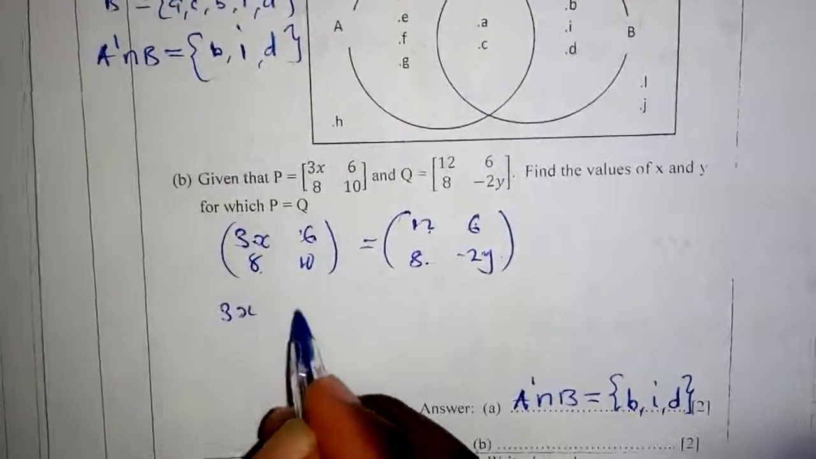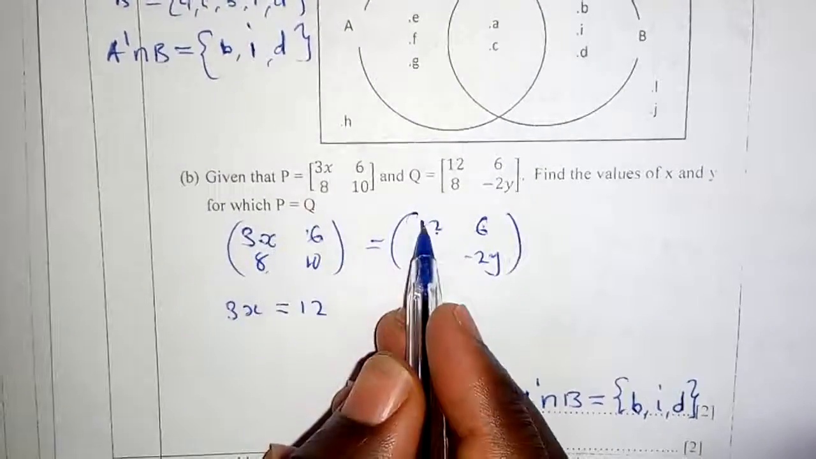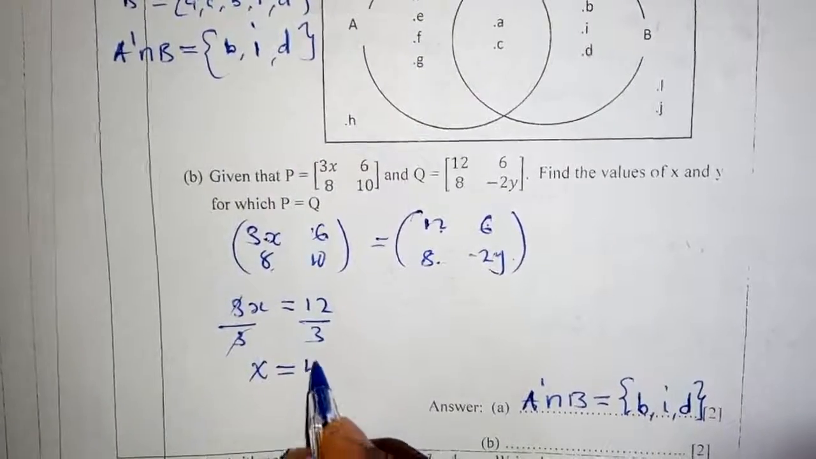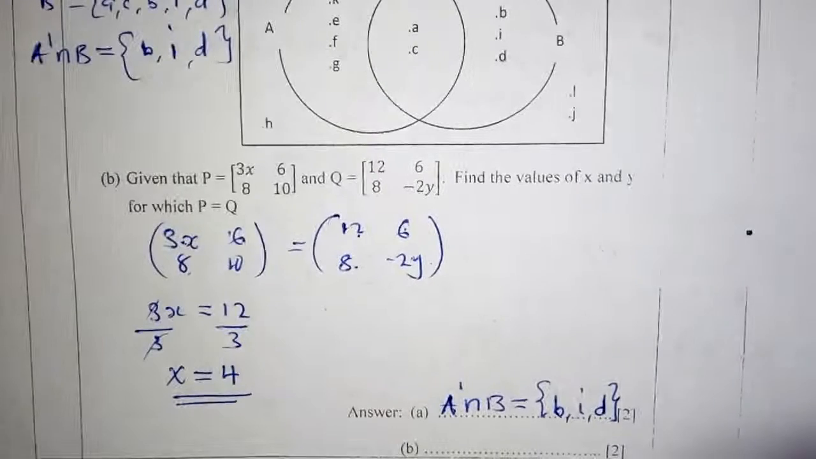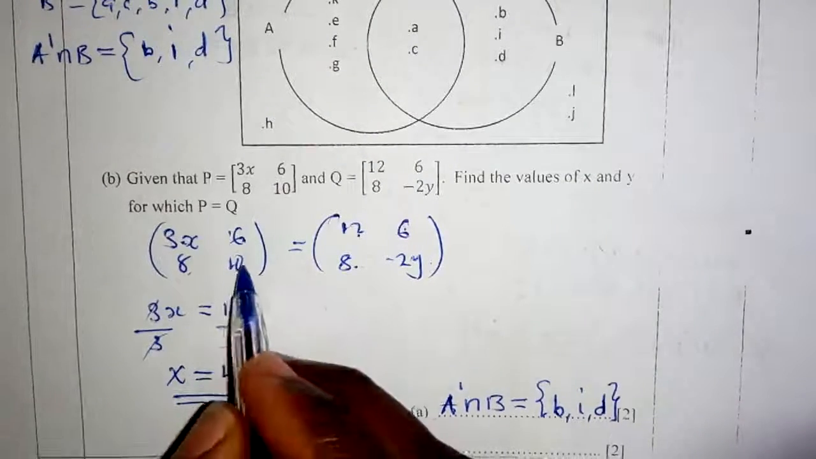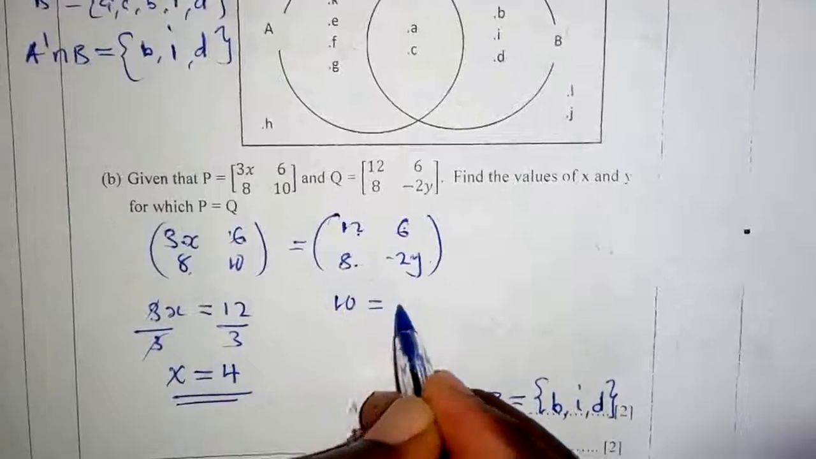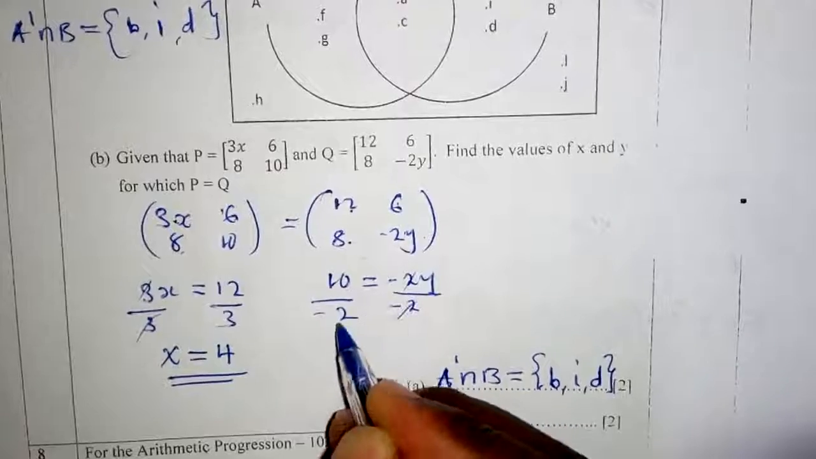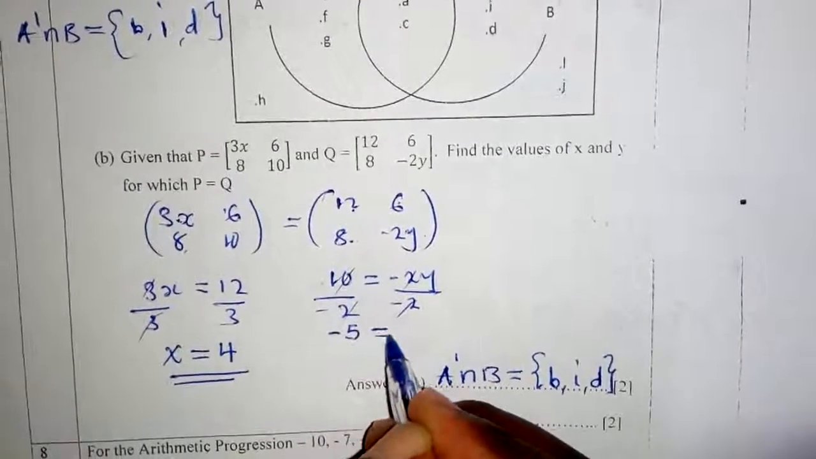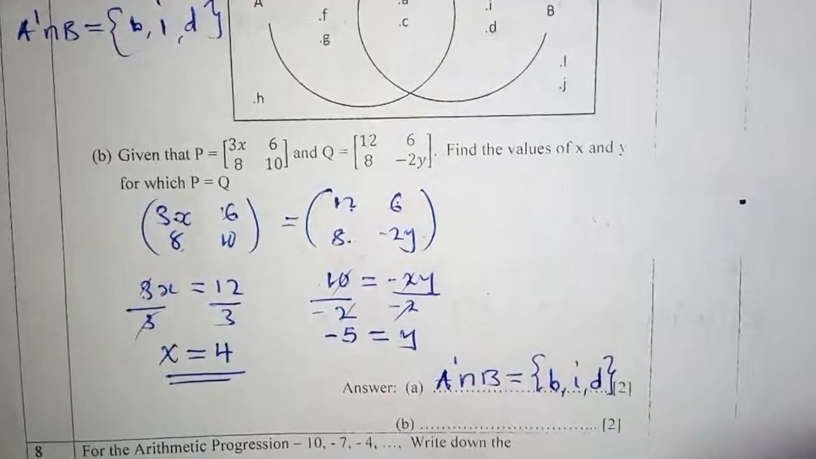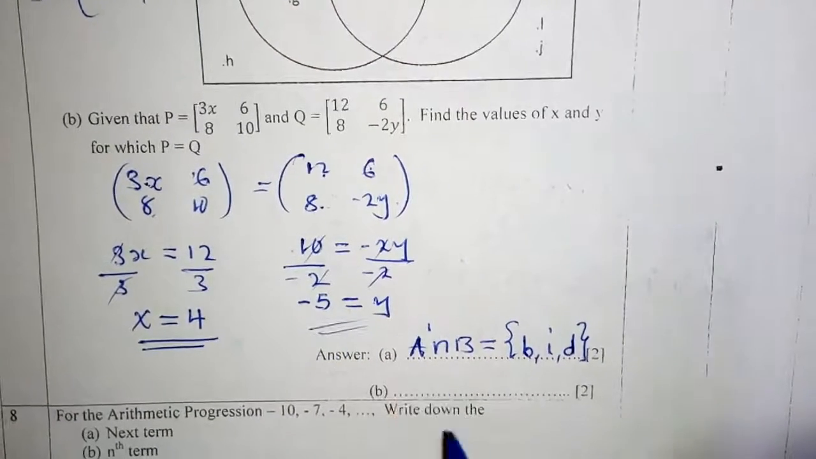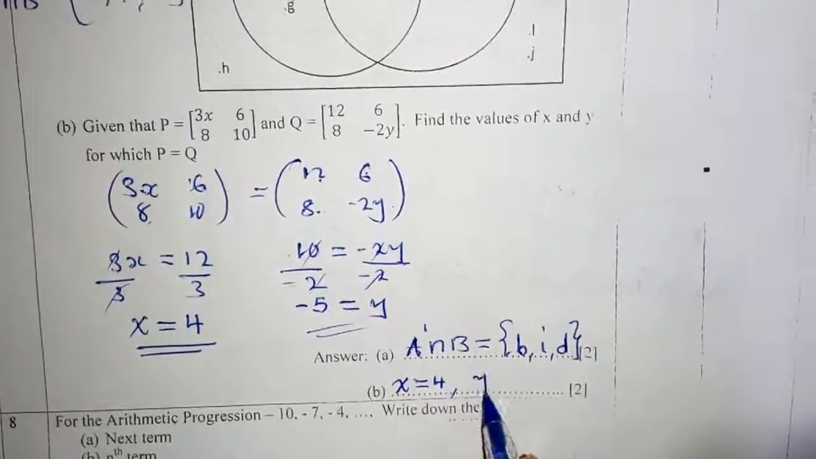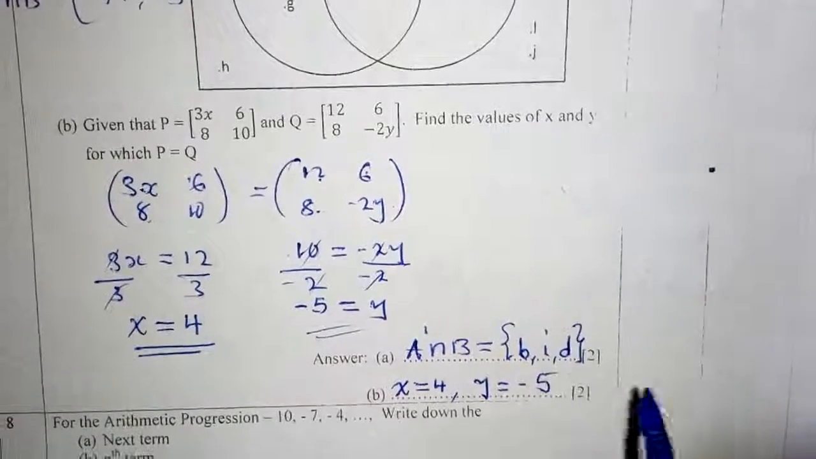So we'll say 3x will be equal to 12. For x, we divide by 3. So you get the value of x as 4. And then what is here is also the same as here. So it will be 10 is equal to negative 2y. You divide by negative 2 on both sides so that we remain with y. It will be negative 5. Y is equal to negative 5. So we can put the values here: x will be equal to 4, comma, y will be equal to negative 5.